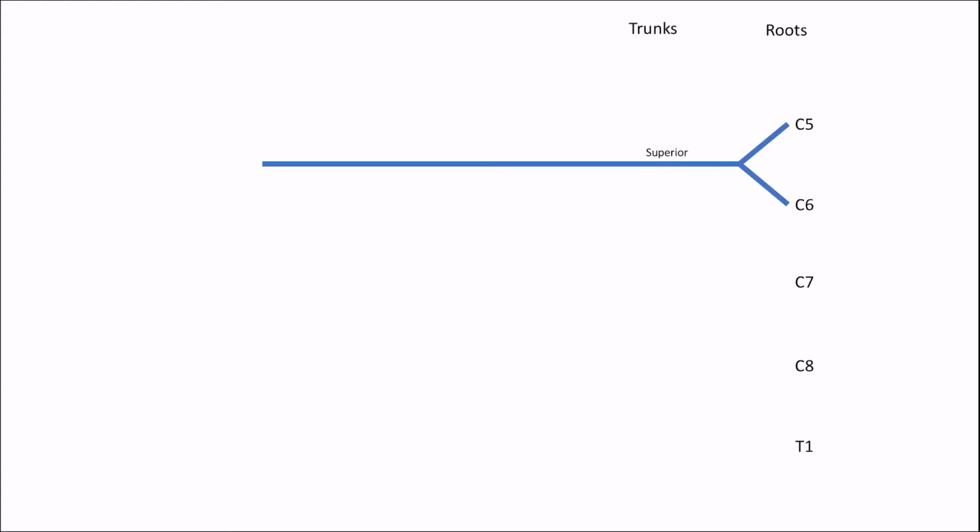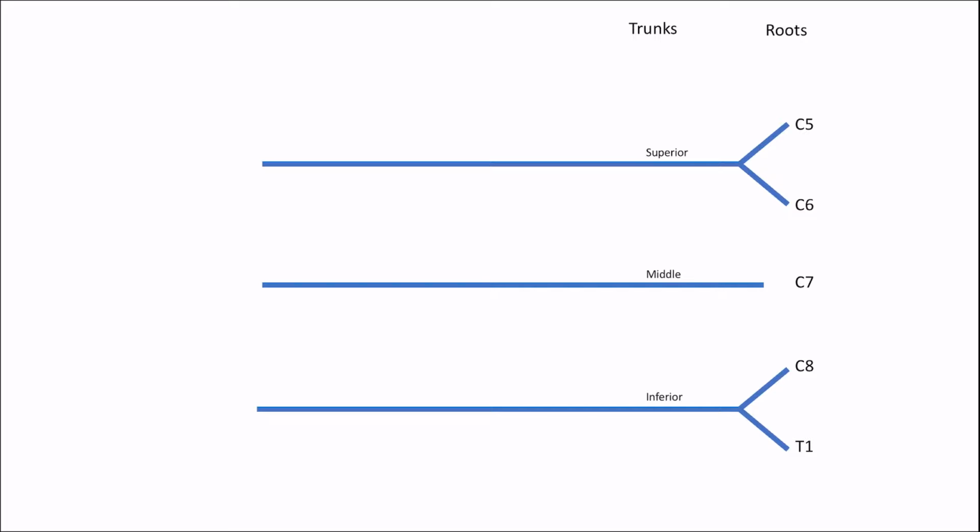The brachial plexus has roots C5, C6, C7, C8, and T1. C5 and C6 form the superior trunk. C7 forms the middle trunk, and C8 and T1 form the inferior trunk. The trunks give off divisions.